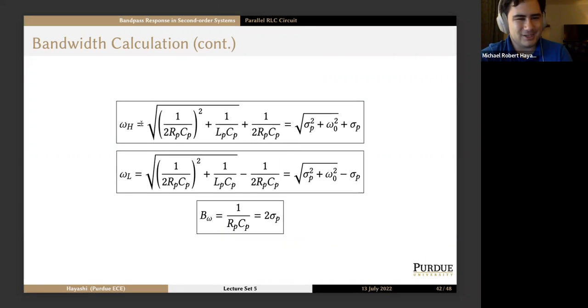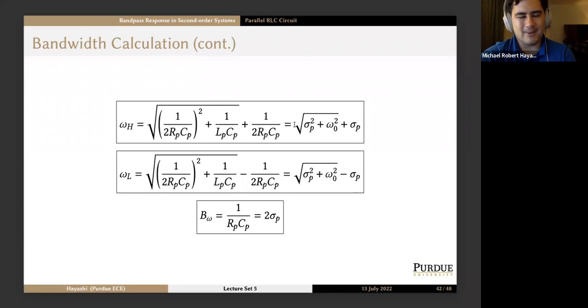You'll get omega H is equal to the square root of (1 over 2 R_P C_P) quantity squared plus 1 over L_P C_P, and then, out of the square root, plus 1 over 2 R_P C_P. And omega L is the exact same thing, just with a minus sign outside of the square root. Well, we know what these quantities are. We've already given them names before. 1 over 2 R_P C_P is the attenuation sigma sub P. And then 1 over L_P C_P is just omega naught squared.